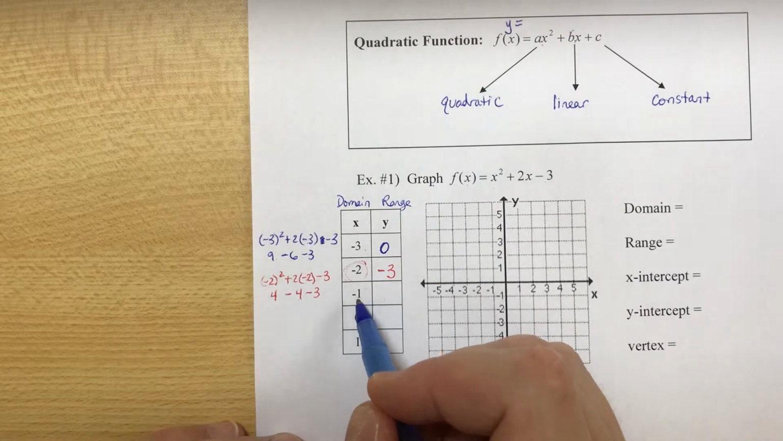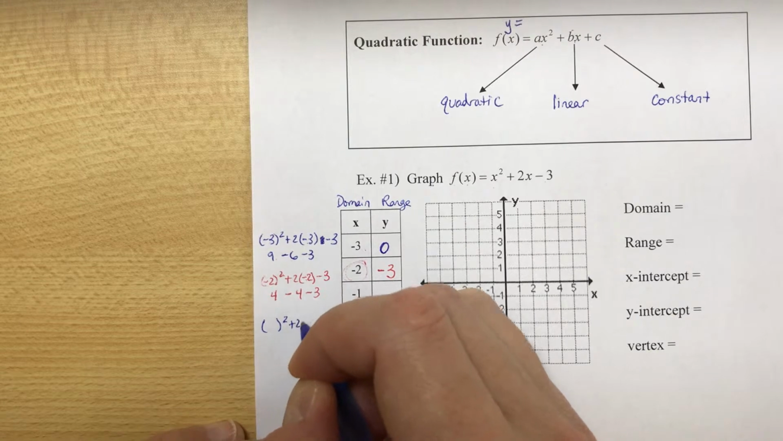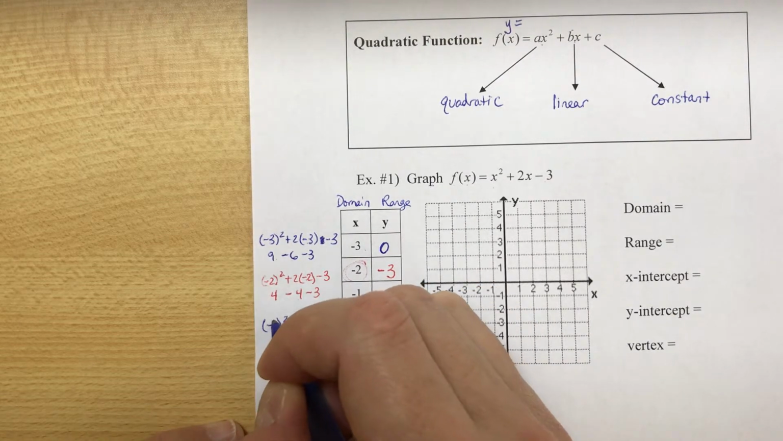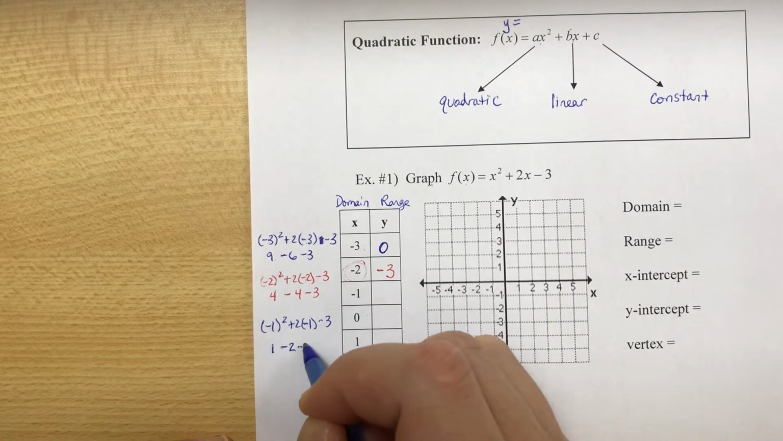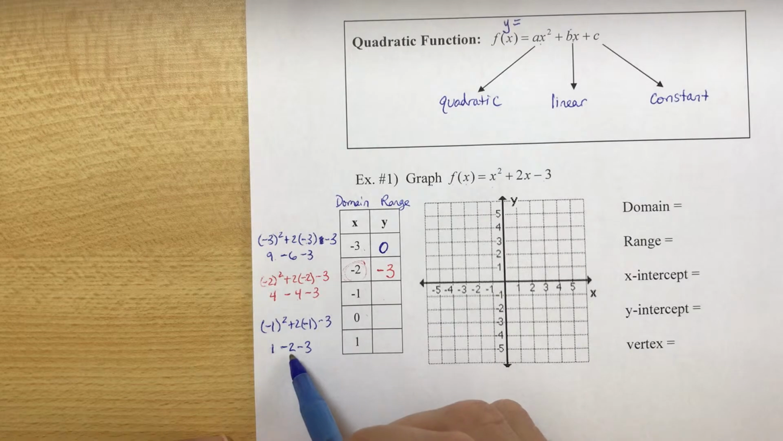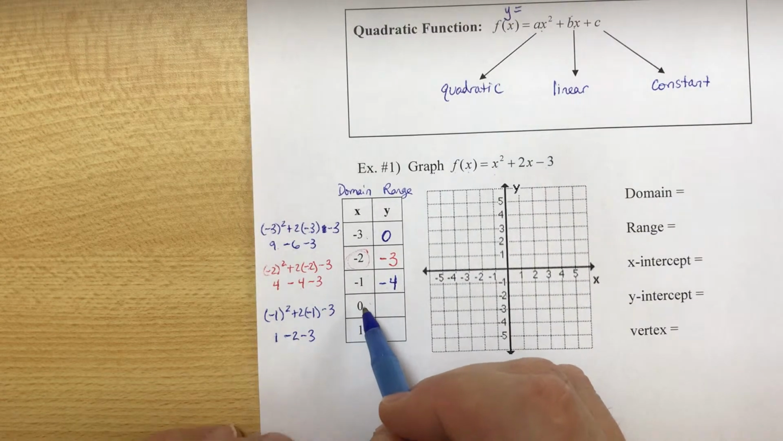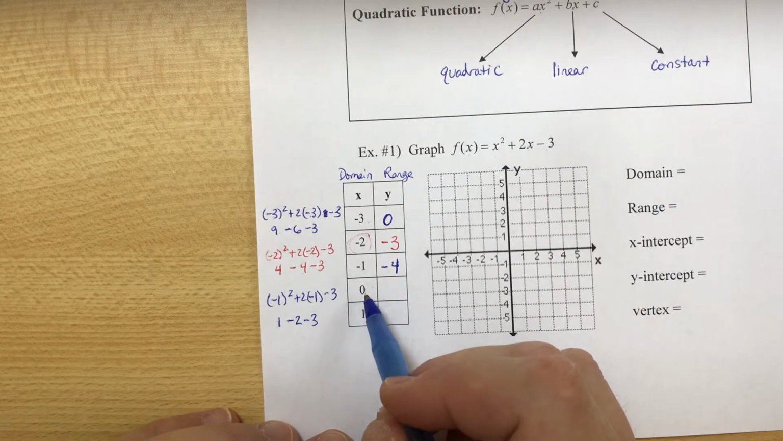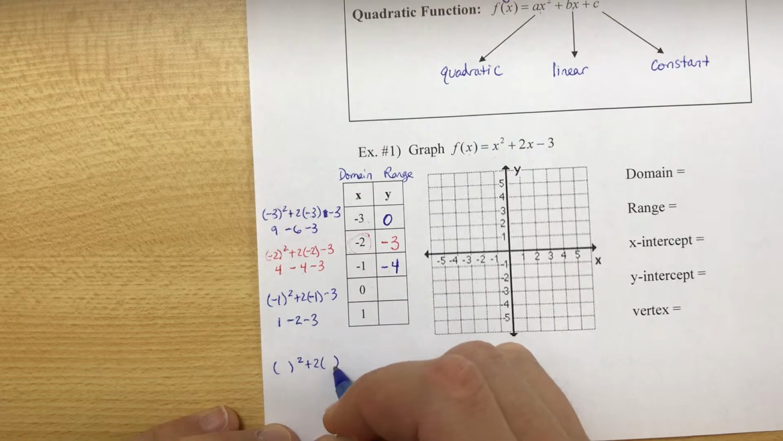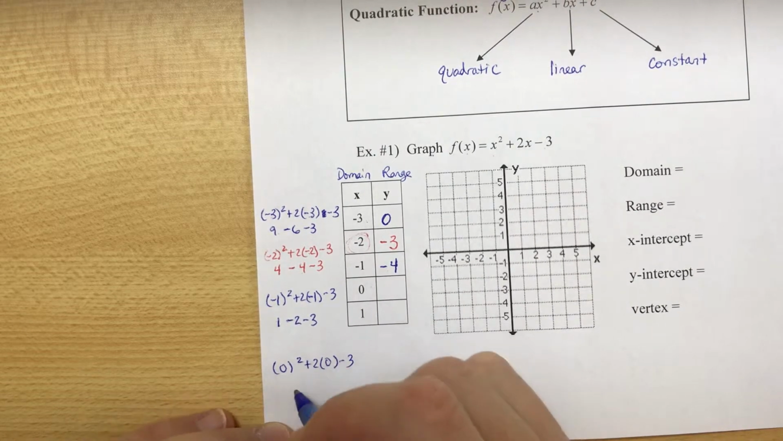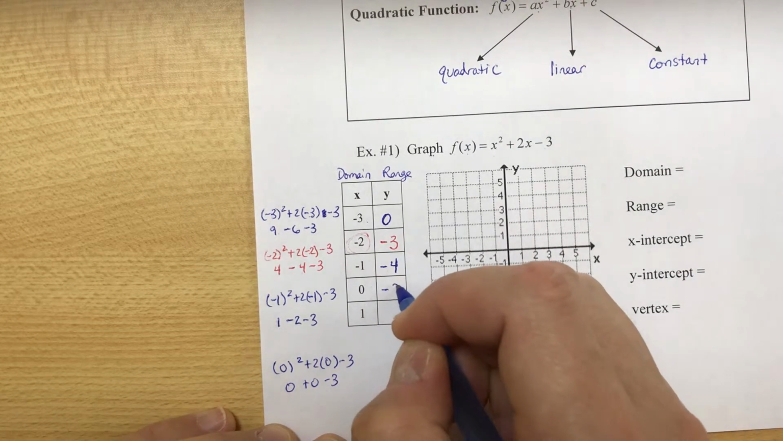Okay, let's take negative 1. And I'm just going to go down here. So x squared plus 2x minus 3, we're going to substitute the negative 1, and this will be 1. This will be minus 2, minus 3, and 1 minus 2 is negative 1, minus 3 is negative 4. Now, we always want to substitute 0. 0 is the easiest number to plug in because anything times 0 is always 0. So 0 squared is 0, 2 times 0 is 0, minus 3, and we get negative 3.